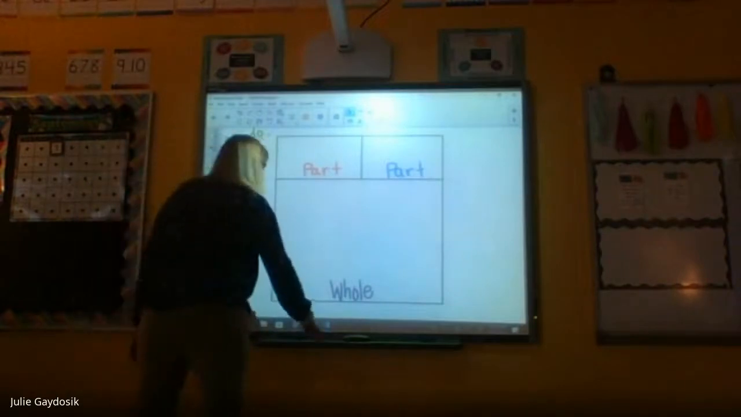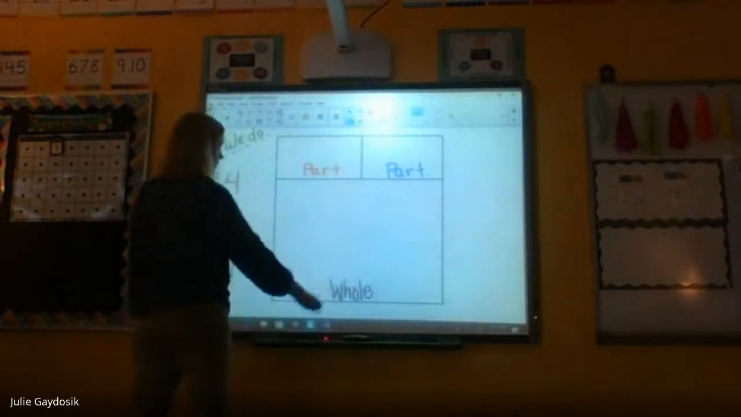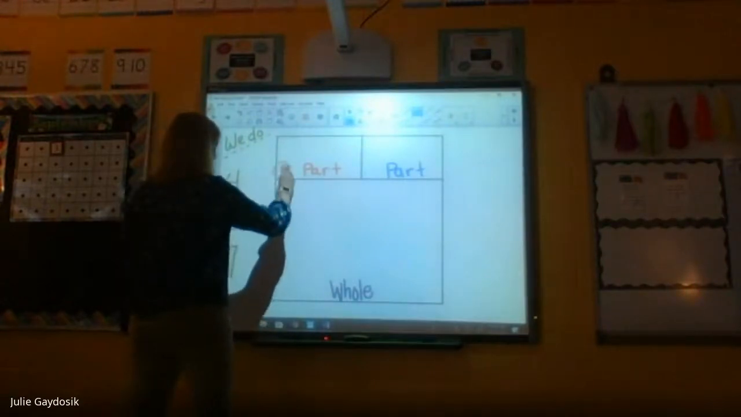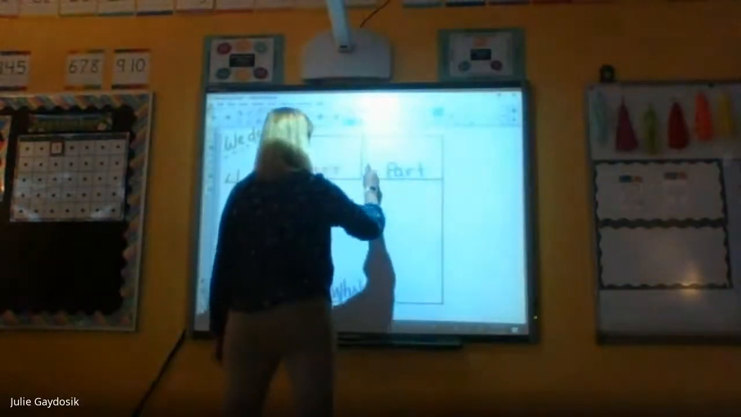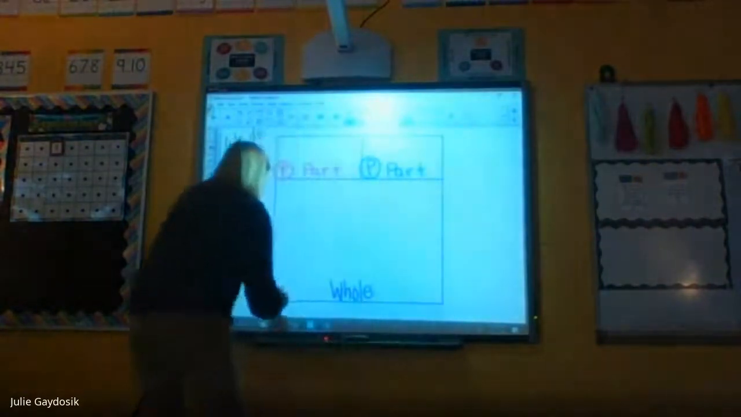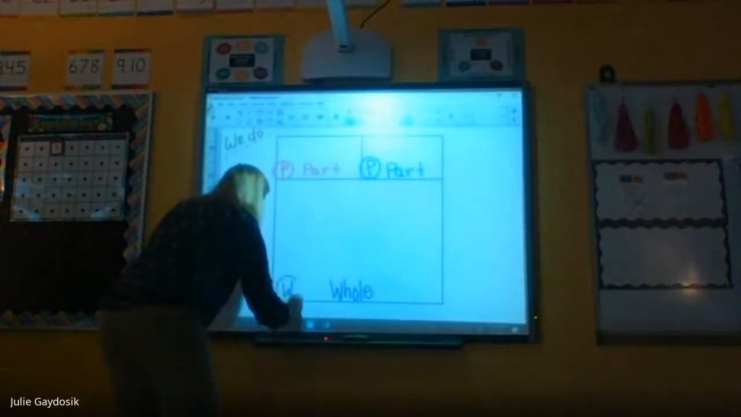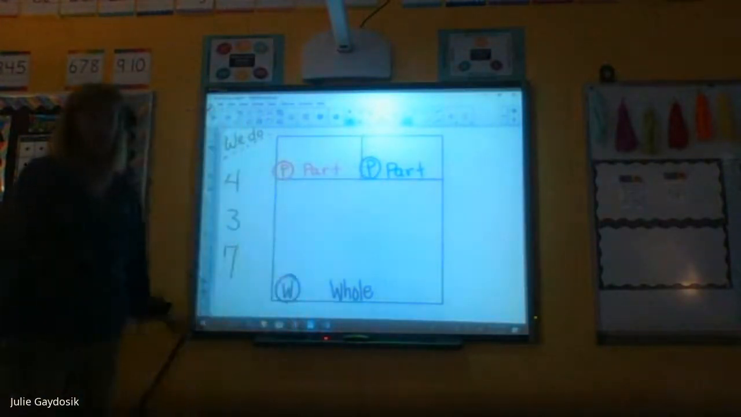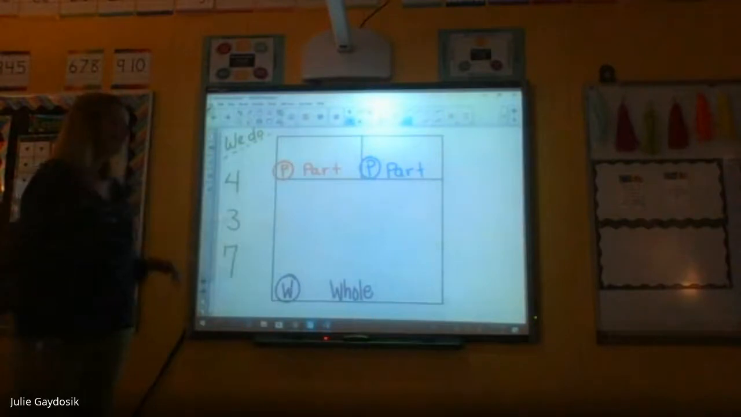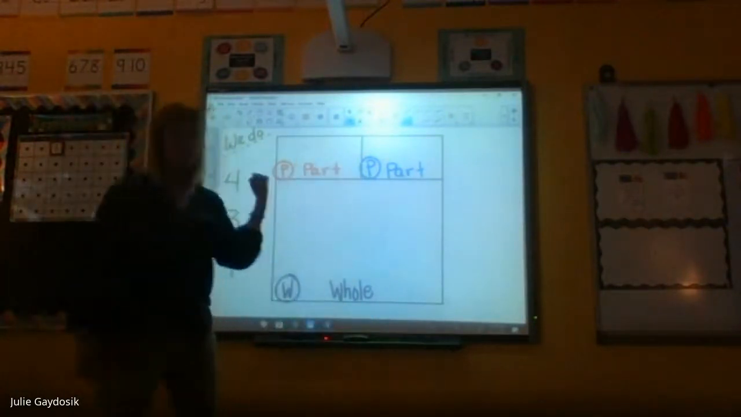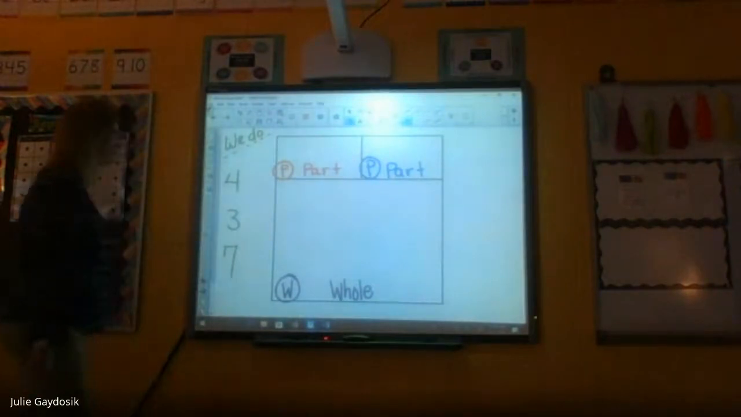And then you can always write part, whole in the boxes too. Or you can always write P and then W to signify part and whole. You don't have to write out the whole word, but I would for now, just till you get a real good handle on part, whole.